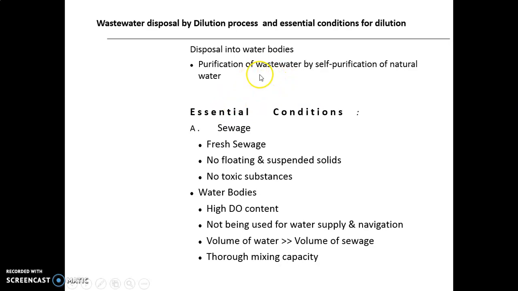Next we need to see disposal by dilution and the essential conditions for dilution. This is disposal into water bodies, purification of wastewater by self-purification of natural water. The essential conditions are for sewage as well as water bodies. For sewage: fresh sewage, a limited number of floating and suspended solids, and a limited number of toxic substances. For water bodies: high DO content, not being used for water supply and navigation, volume of water, volume of sewage, and finally good mixing capacity.